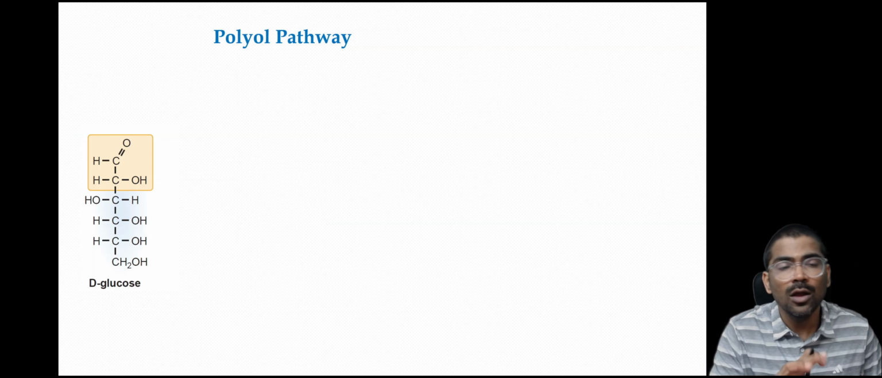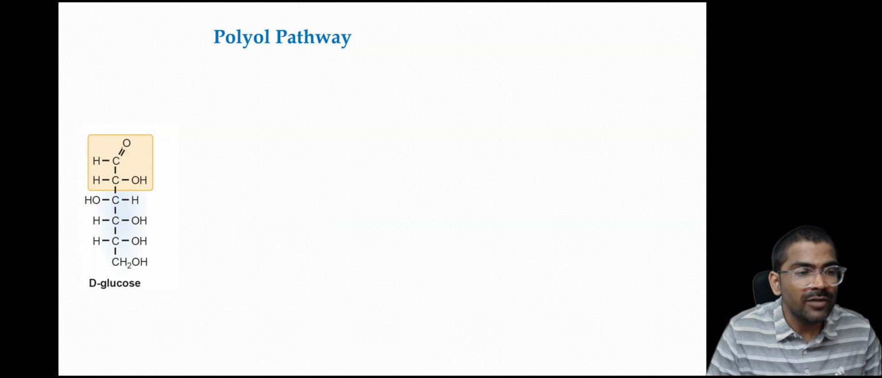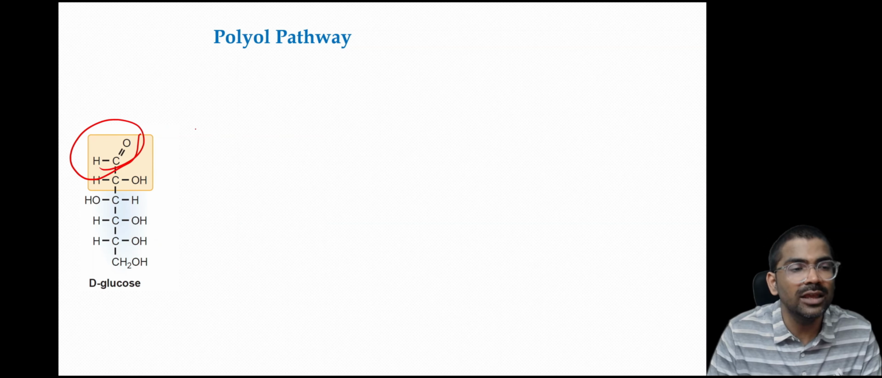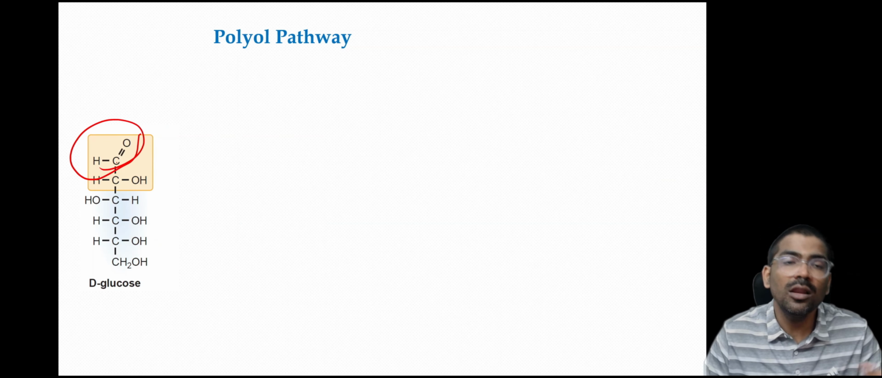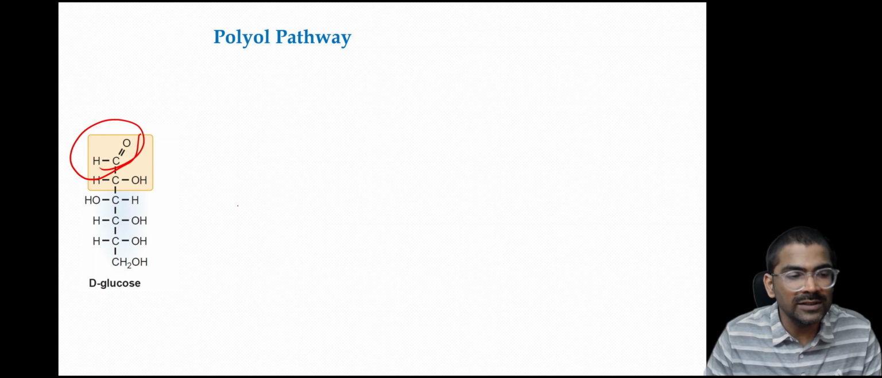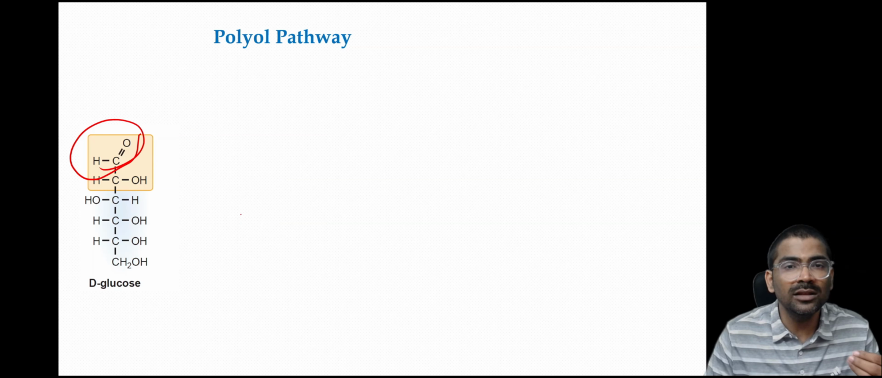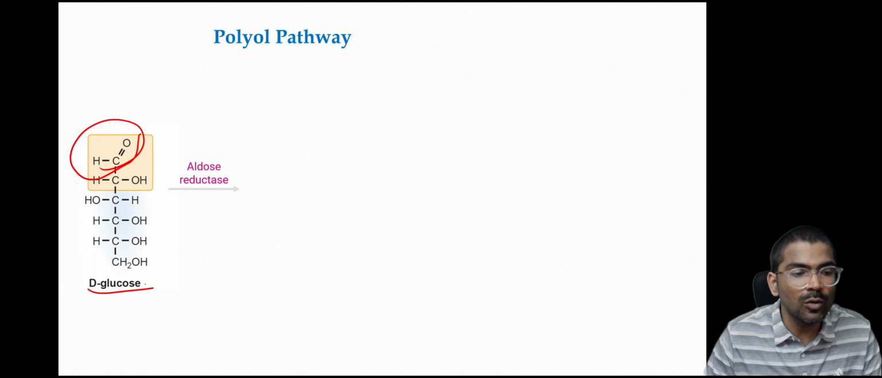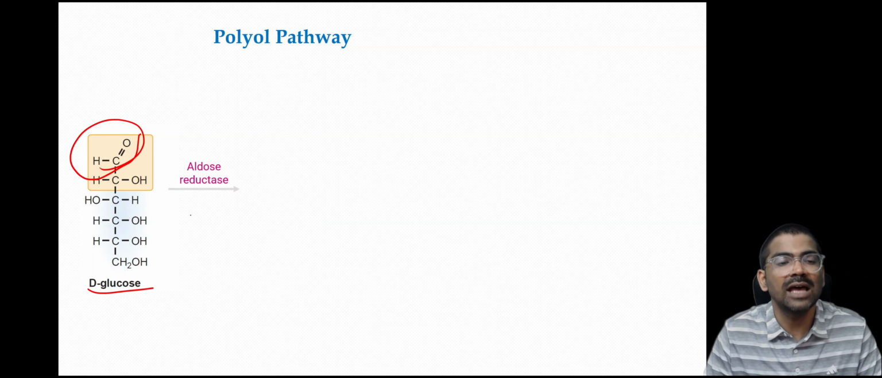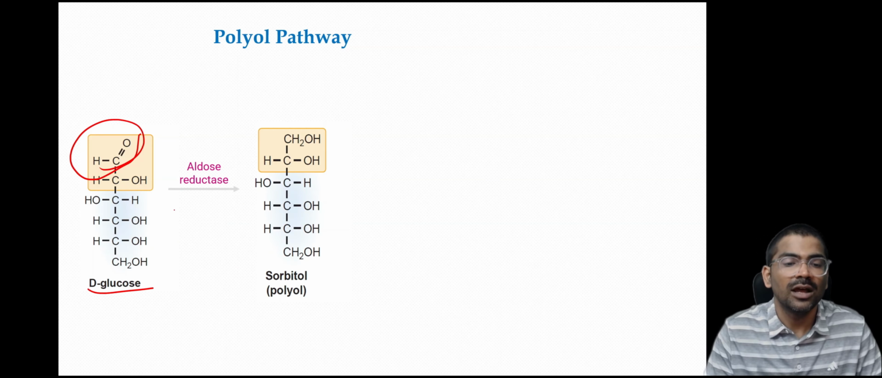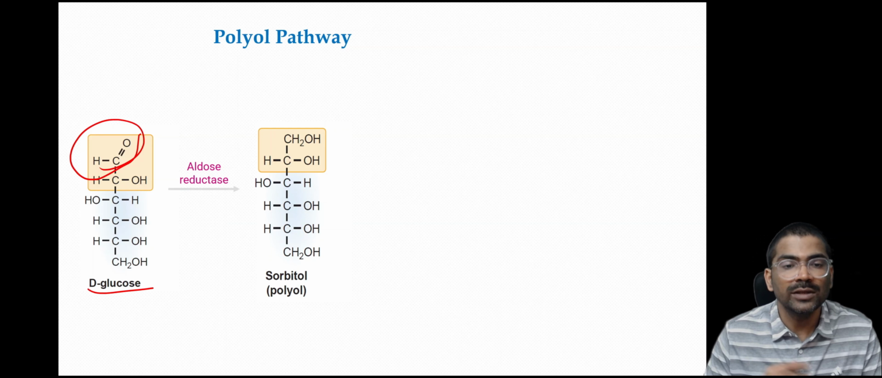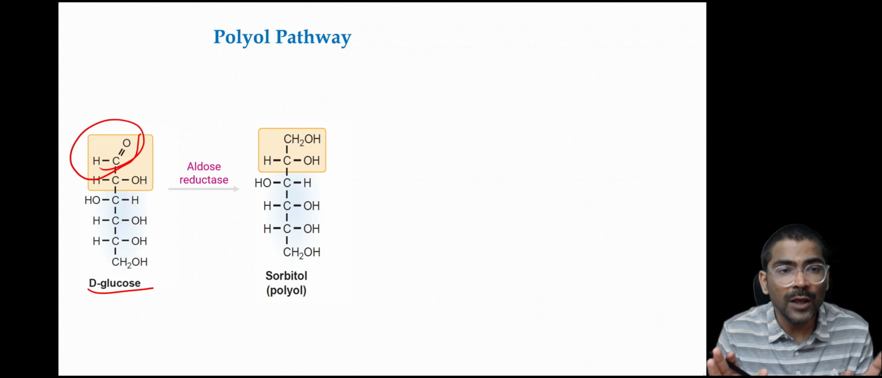So to convert glucose to a polyol, what do we have to do? Convert the CHO group, the aldehyde group, into an alcohol group. So what is the enzyme? The enzyme will be a reductase, aldose. Because glucose is an aldose, the enzyme is aldose reductase, and we get sorbitol. So in sorbitol, we have 6 OH groups. So sorbitol is a polyol.